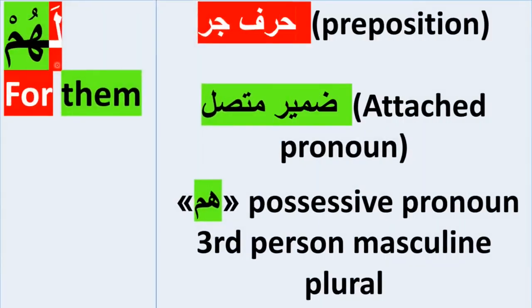La, for. Hum, them. Lahum, for them. La is a harf jar, preposition. Hum is a ضمير متصل, attached pronoun. Hum is a possessive pronoun, third person masculine plural.